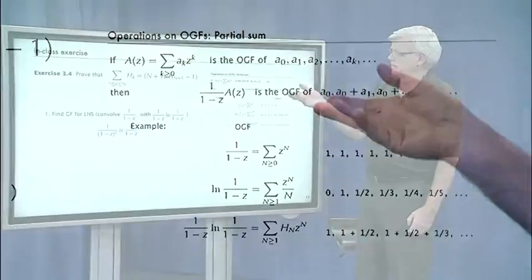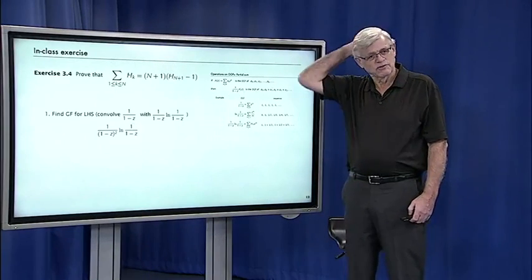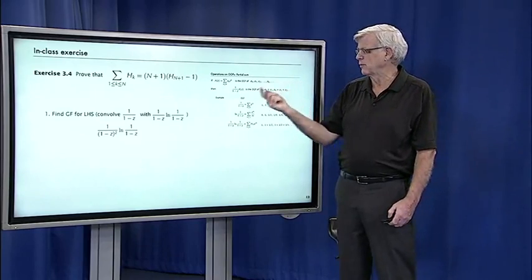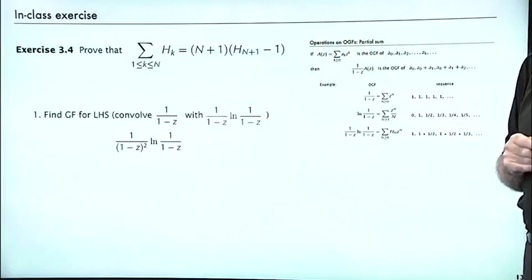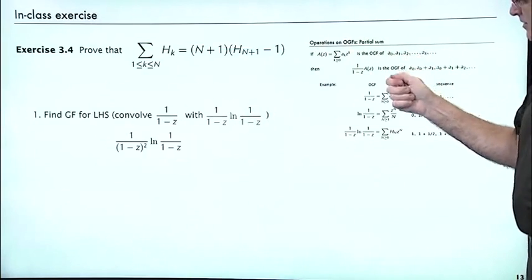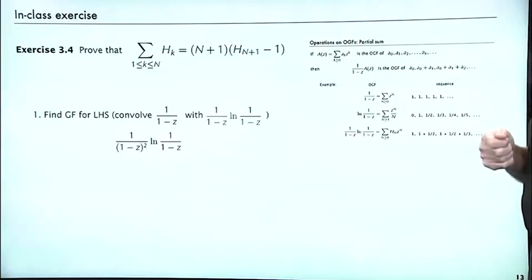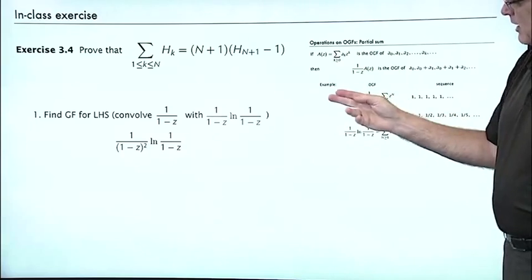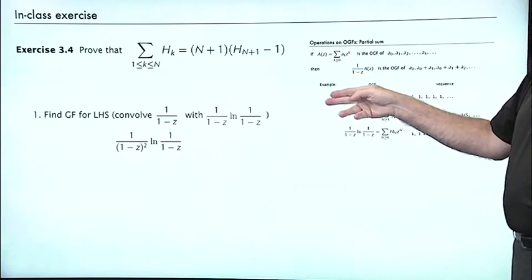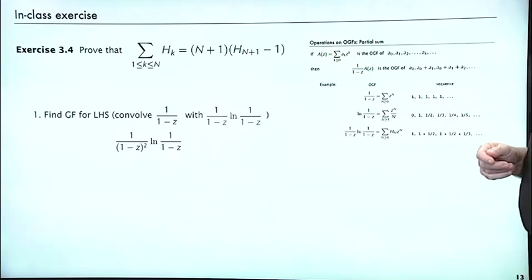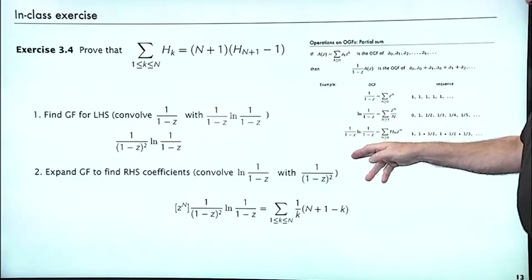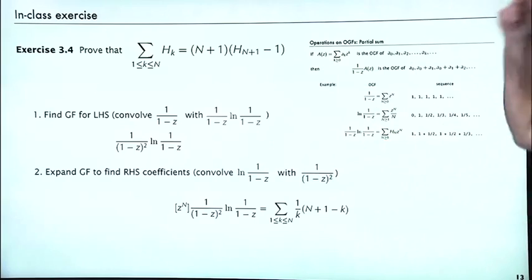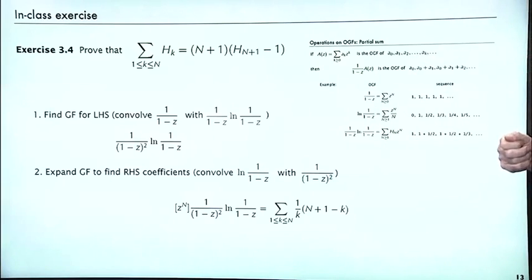So what do we do for the left-hand side? What's the generating function for the left-hand side? Well, we know the generating function for the harmonic numbers. That's 1 over 1 minus z times log of 1 over 1 minus z. If we multiply that by 1 minus z, then we get the generating function for the sum. So that gives us the generating function for the left-hand side. Now what we want to do is extract coefficients from that generating function in a different way. And what we'll do is convolve natural log of 1 minus z with 1 over 1 minus z squared to get the coefficients.